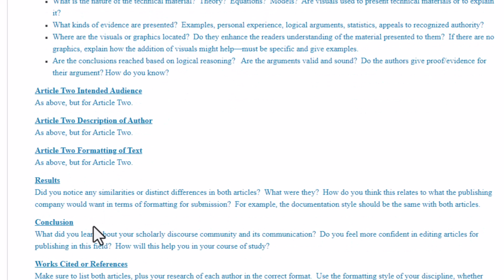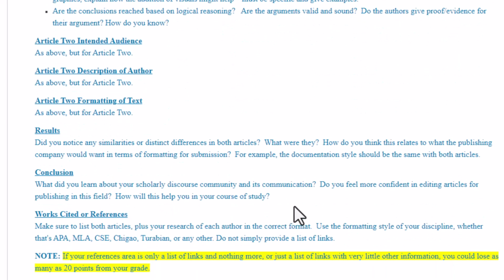The last part, the conclusion, is really more your opinion. This is telling me what you've learned about your scholarly discourse community, how it communicates with one another, how professionals in your field write things up and present them to others in the field. And then also, did this help you with understanding how you would edit an article or how you would present if you wanted to publish?